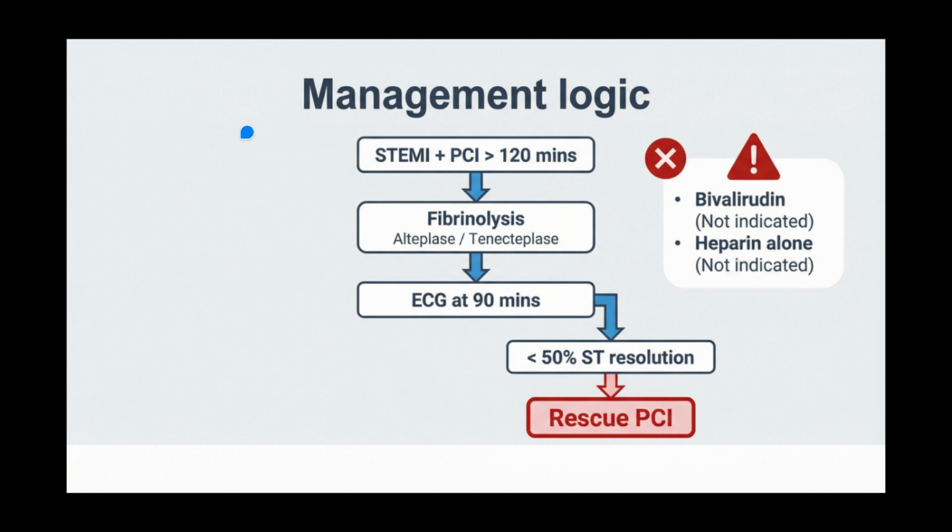After fibrinolysis, a repeat ECG must be performed at 90 minutes. Failure is defined as less than 50% resolution of ST elevation, in which case urgent transfer for rescue PCI is required. Bivalirudin is not indicated because it is used during PCI, and anticoagulation alone, such as unfractionated heparin with transfer, does not restore coronary perfusion in delayed PCI STEMI.